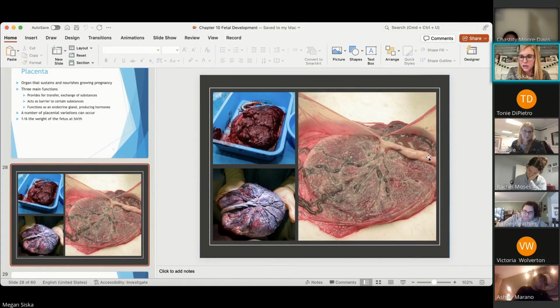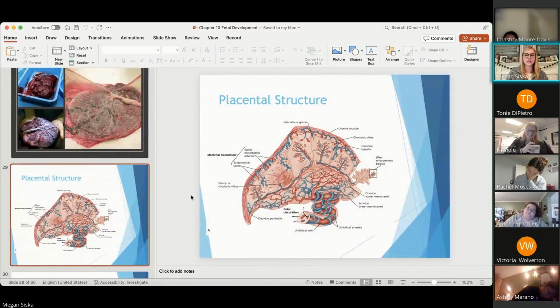This cord here, a lot of the blood has already drained out of it, but you can see a little bit better here. Oh, so neat. Okay, so this is from your book, just to give you an idea of what's actually going on inside the placenta. So this is a cross section of it.